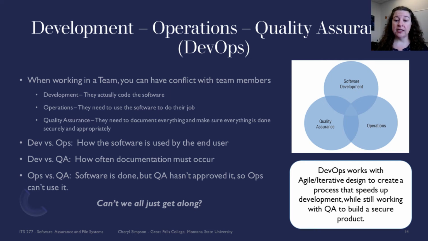And what we do to fix it is make all three people get in the room at the same time. DevOps works with the agile iterative design to create a process that speeds up the development while still using QA security to make sure the product's secure by making sure all three parties are in every conversation. We don't have just development going off by themselves and writing software, and we don't have QA going off by themselves and writing documentation. Everybody works together, and that's generally the concept behind DevOps.